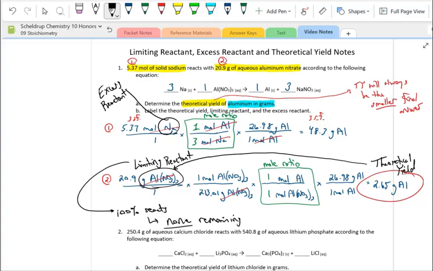So the limiting reactant is the one that gets used up, and it's the answer or the given that gives you the smaller final answer at the end. That's the theoretical yield. The excess reactant is the one that's going to be left over. That would give you a larger yield at the end.